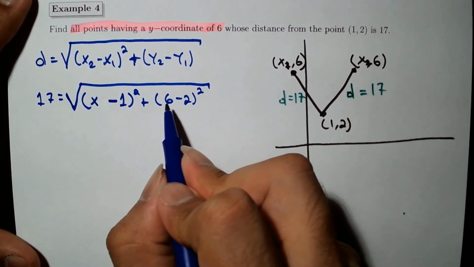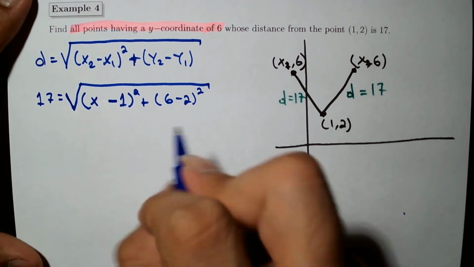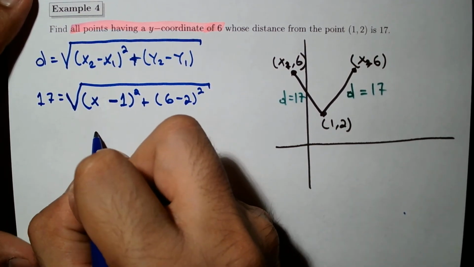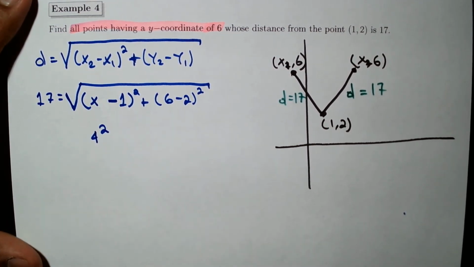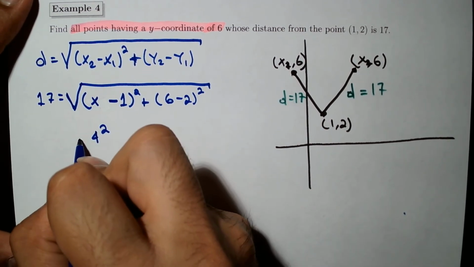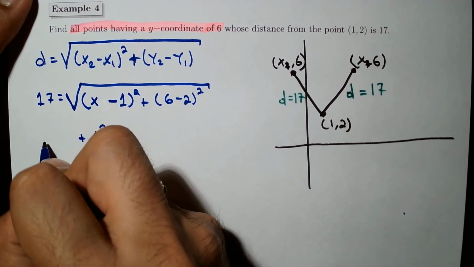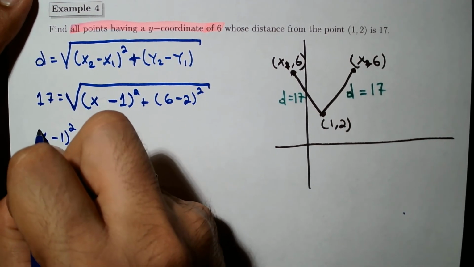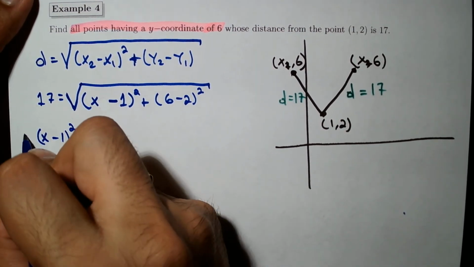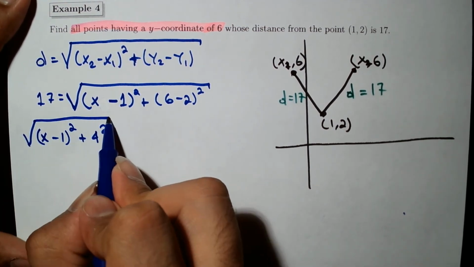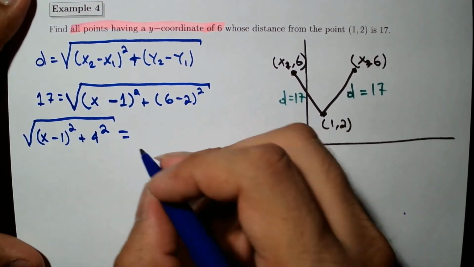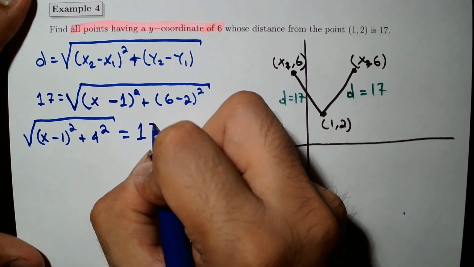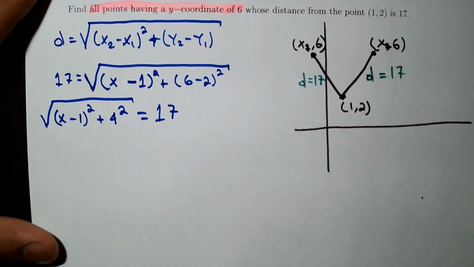First I'm going to simplify a little bit here. 6 minus 2, which is 4 squared, and then x minus 1 quantity squared, everything inside of the radical. At the same time, what I'm doing is reversing the sides of the equation.